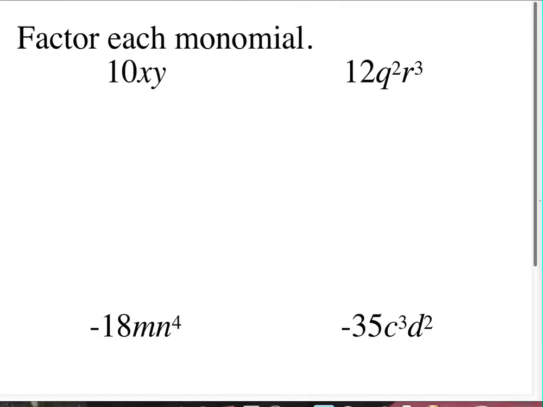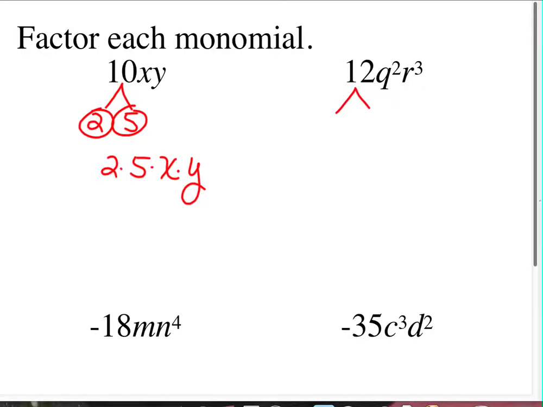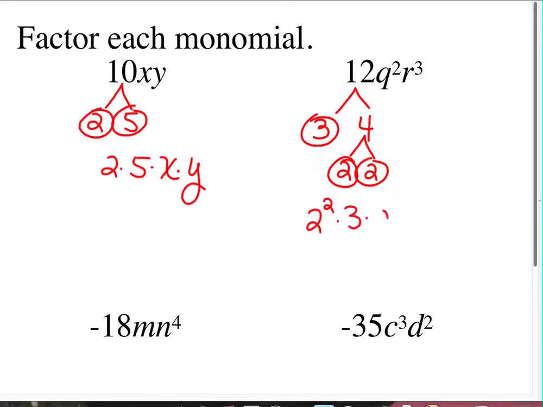Last thing before we're done. Factor these monomials. Ready? Break down the 10. 2 and 5. So it's 2 times 5 times x times y. Done. Break down the 12. 3 times 4. And 4 becomes a 2 and a 2. So it's 2 to the second power times 3. We have 2 Q's in the list and 3 R's.